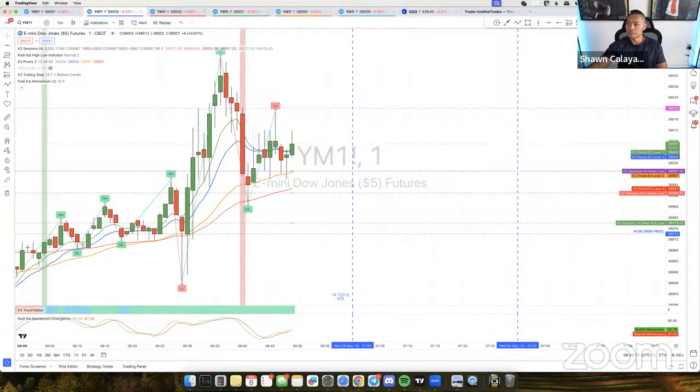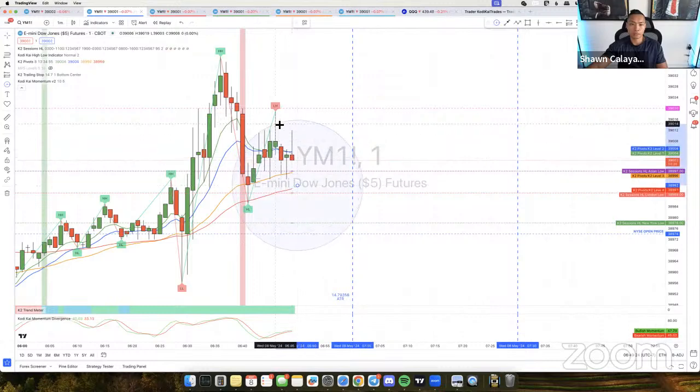Yeah, exactly. Daniel said it can do whatever it wants, just get out of the sessions. Exactly. So I don't care where it goes. It can go up, it can go down, but I just don't want to trade in this middle area right here. This middle area is an area of manipulation.